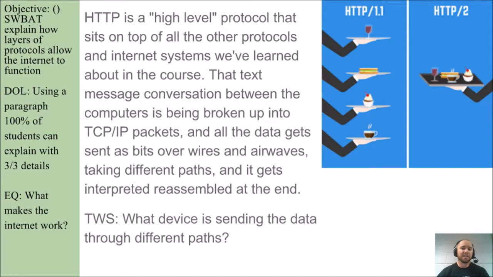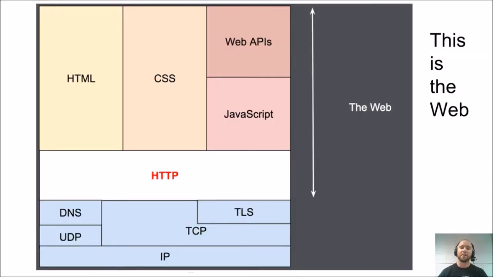So HTTP is a high-level protocol that sits on top of all the other protocols and the internet systems we've learned about in this course. That text message conversation between the computers is being broken up into TCP/IP packets, and all the data gets sent as bits over wires and airwaves, taking different paths, and it gets interpreted and reassembled at the end. Think, write, share. What device is sending the data through the paths? I'll give you a hint here. Think back to the physical layer that I was just talking about.